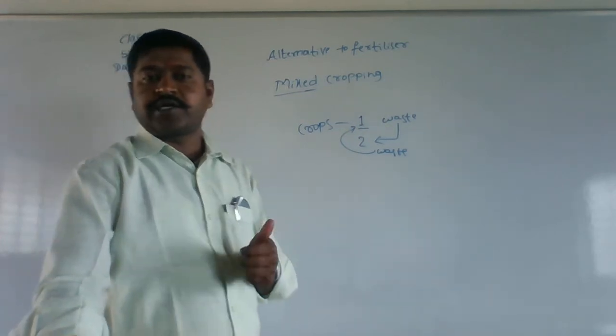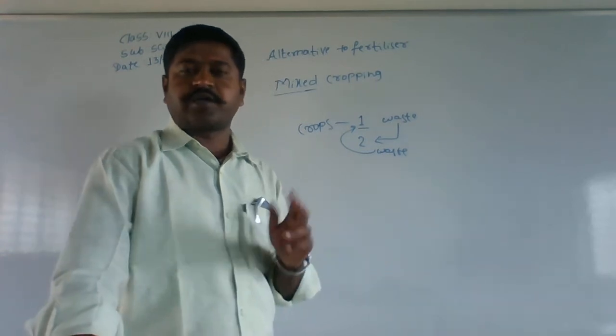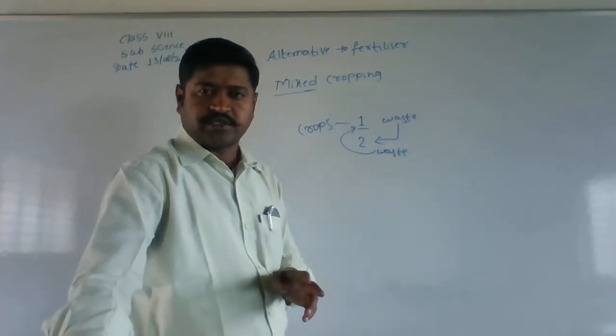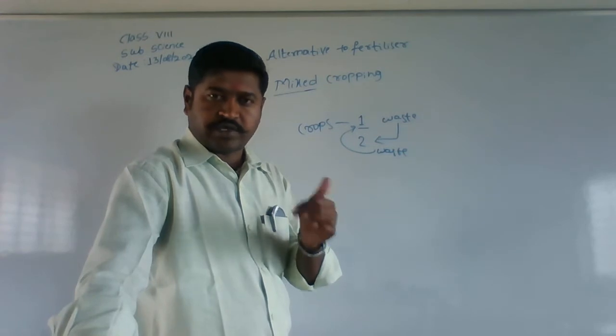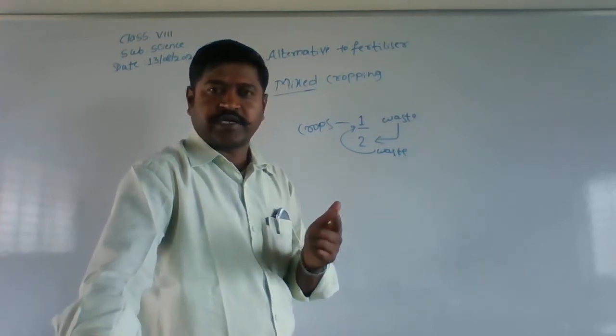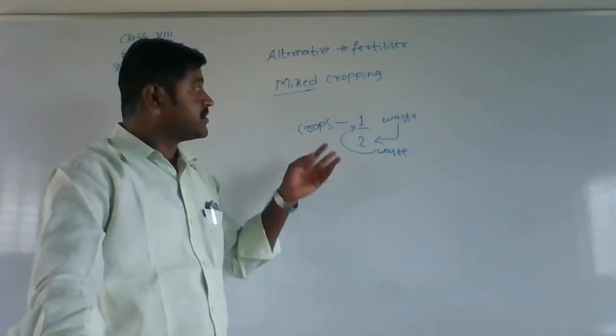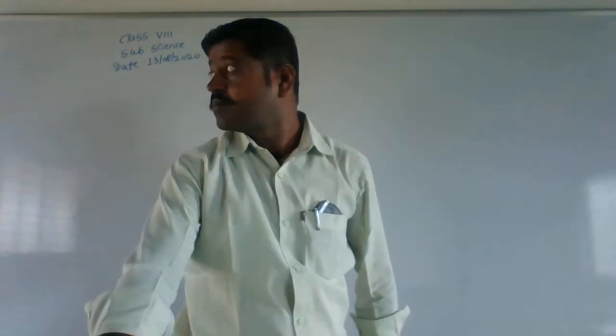So in this alternative to fertilizers for replenishment of nutrients, which are those? First one, what was that? It was field fallow, second crop rotation, third mixed cropping. I think these are clear.